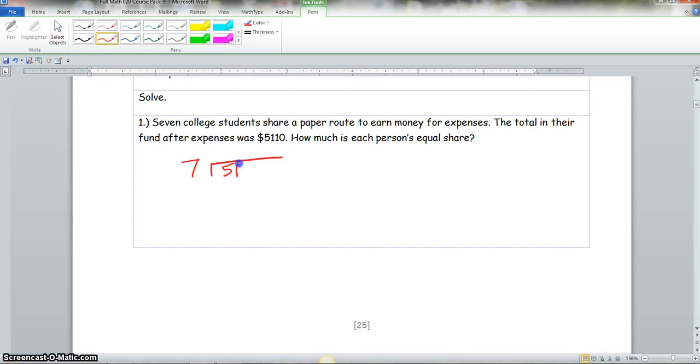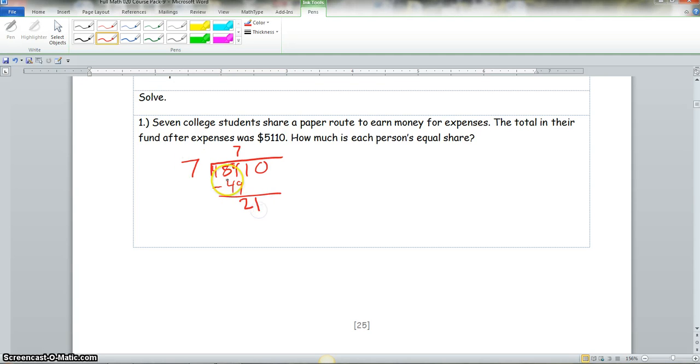into 5,110. So 7 goes into 5 0 times. 7 goes into 51 7 times. 7 times 7 is 49. Now, we know we cannot subtract 9 from 1, so we borrow 1 from this 5 and make it 4. And then this 1 becomes an 11. So 11 minus 9 is 2, and 4 minus 4 is 0.